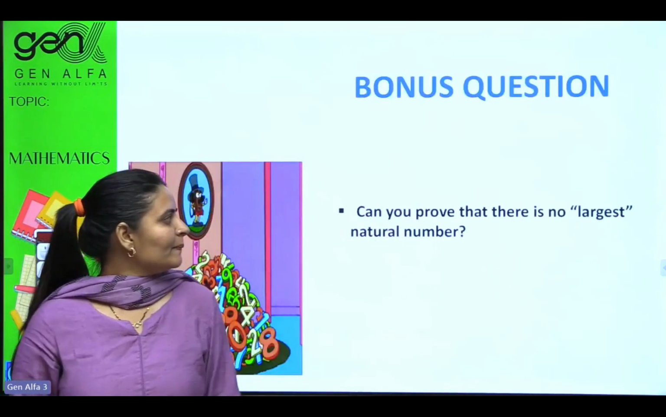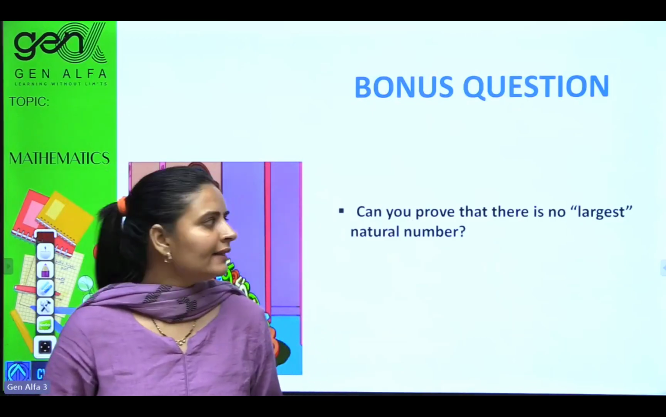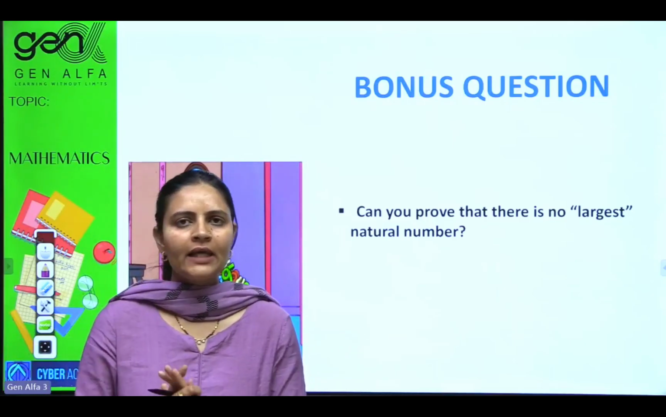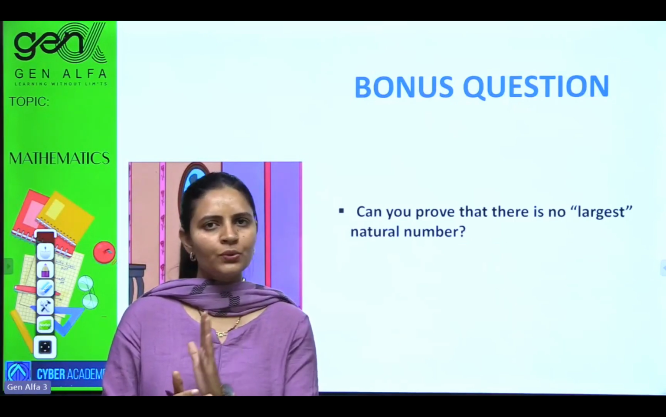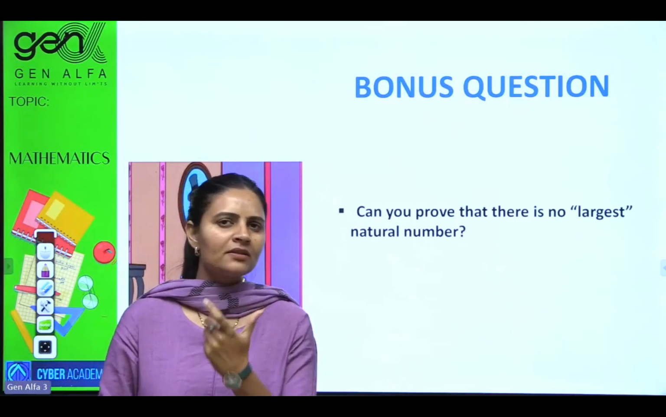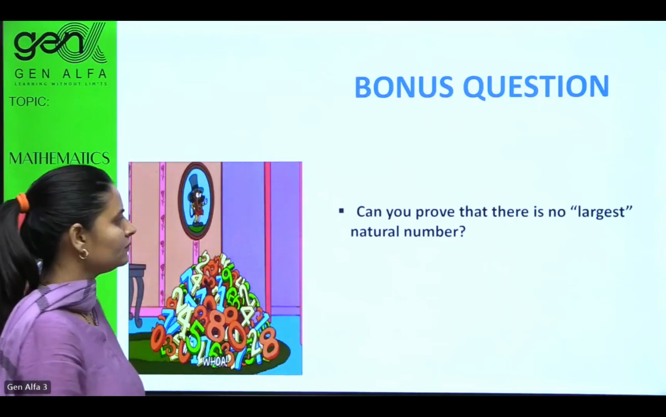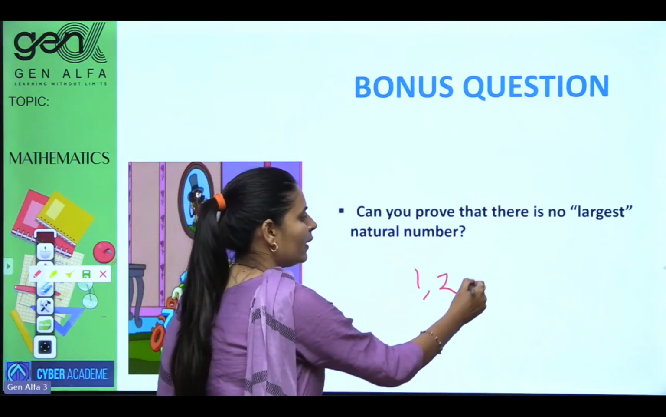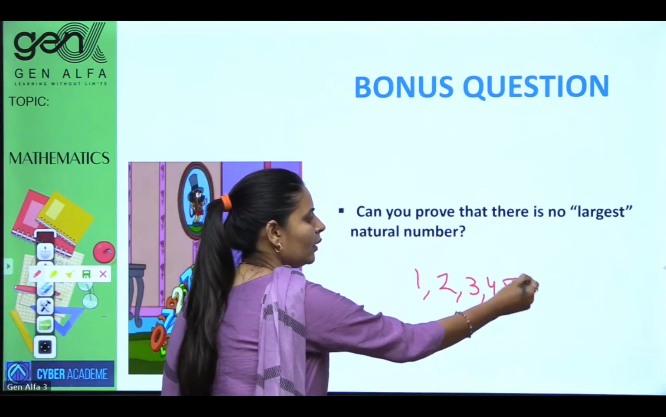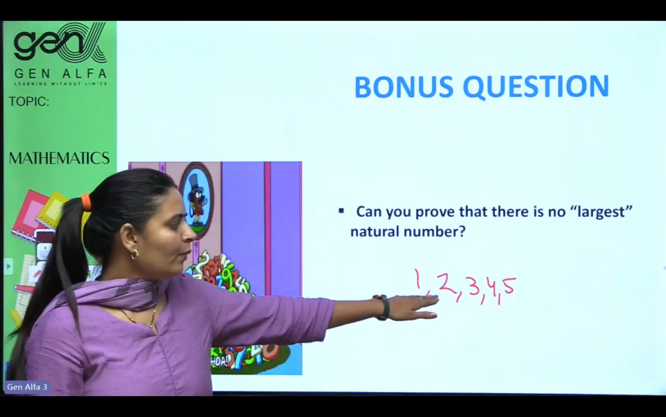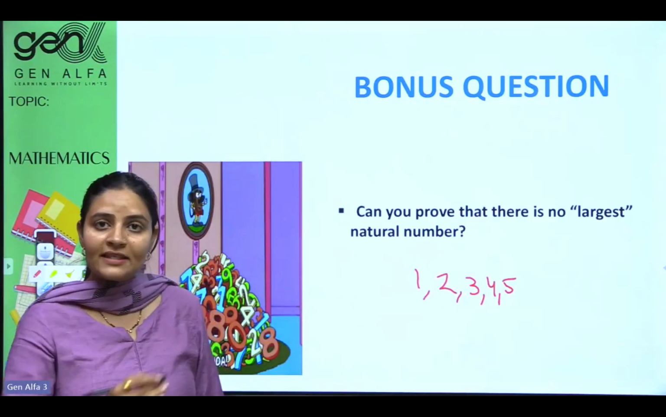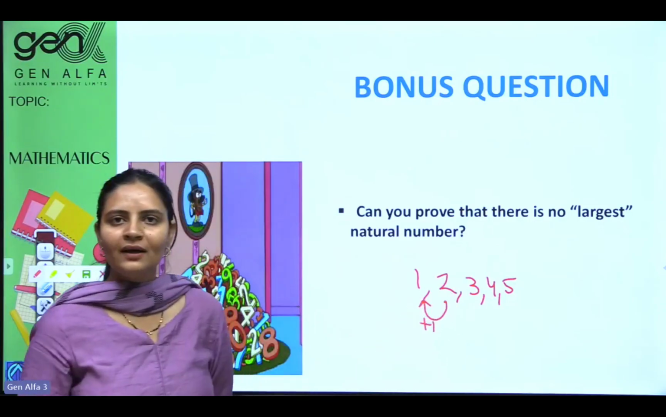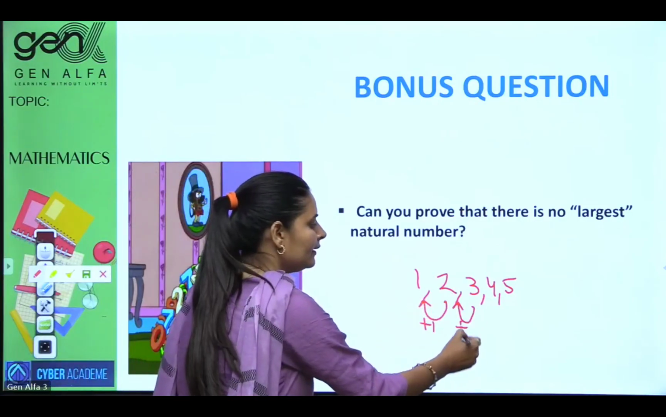So let's jump here. Can you prove that there is no largest natural number? We have understood so far that natural numbers start from 1, 2, 3 and keep on going. So what pattern are you observing here? Write any 5 natural numbers. The basic ones, 1, 2, 3, 4, 5. What is the pattern we are observing? How am I getting the next number? Just by adding 1 to the previous one. 1 is added to 1, giving us 2. 1 is added to 2, giving us 3.